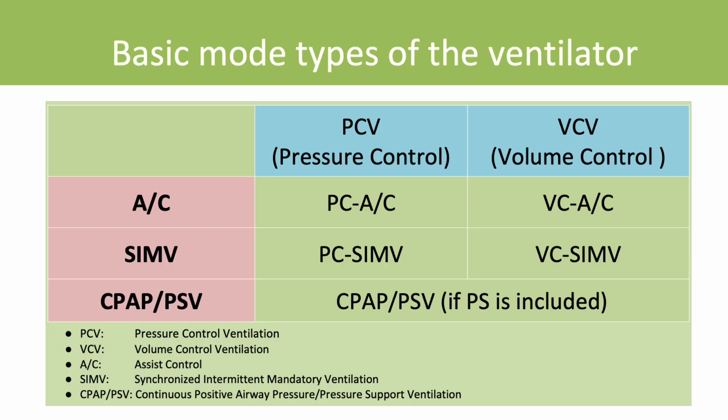In the previous lesson, we learned about PCV and VCV of controlled ventilation. In this lesson, we will learn about AC, SIMV, and CPAP, in the vertical columns of the table. Please note that CPAP is referred to as PSV or CPAP plus PS only when PS is configured together. First, we will describe AC mode.